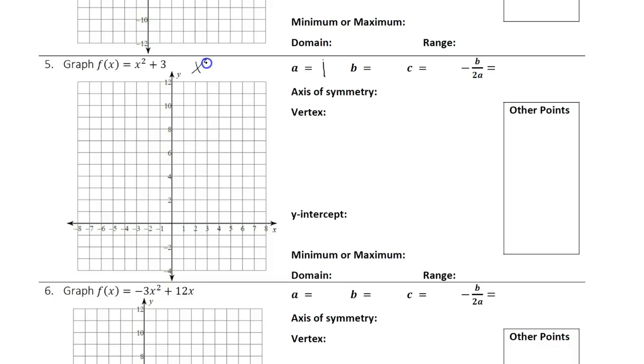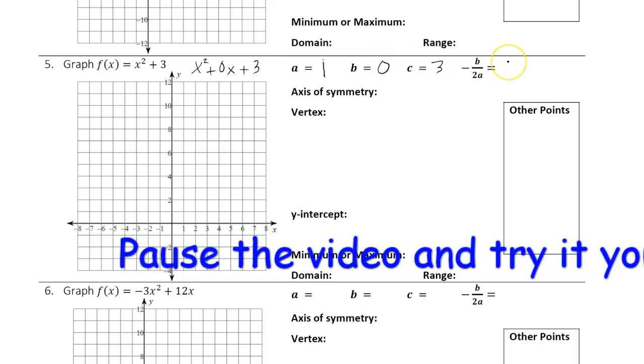In this example, the x term is missing. Replace it with a 0: x squared plus 0x plus 3. So a is 1, b is 0, and c is 3. Now pause the video and try it yourself.